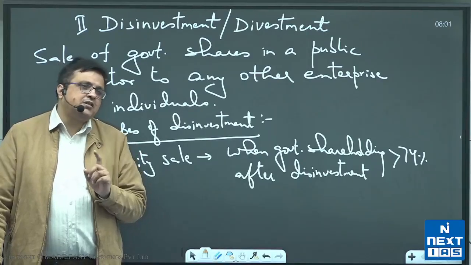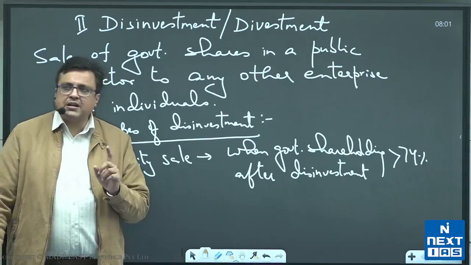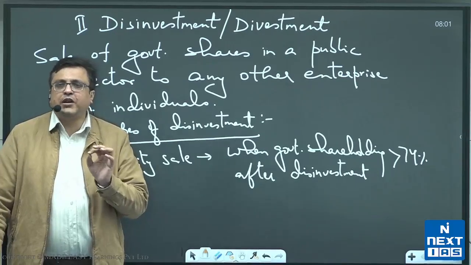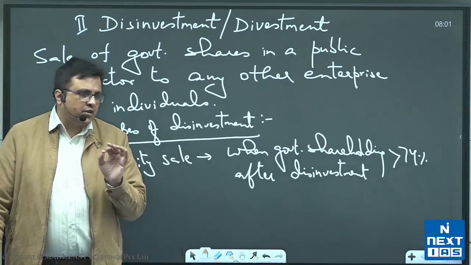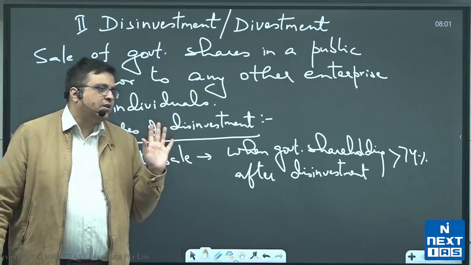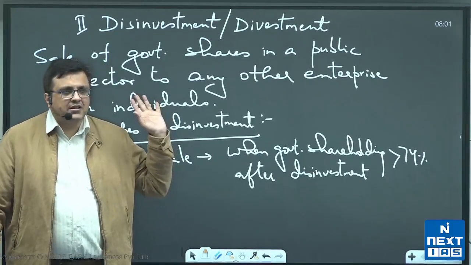I'm saying this for a reason. When people don't understand these nuances, what they do is, even when government sells 3.5% in LIC, that's what we sold 2 years back, even that is called privatization. All right, that is far away from privatization.